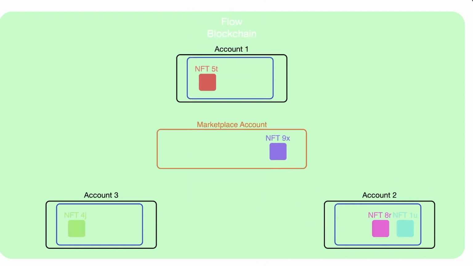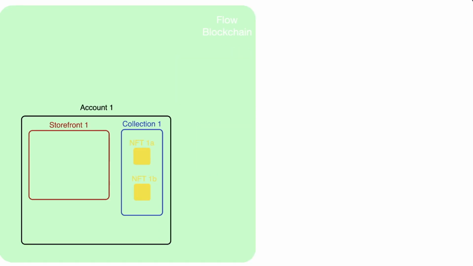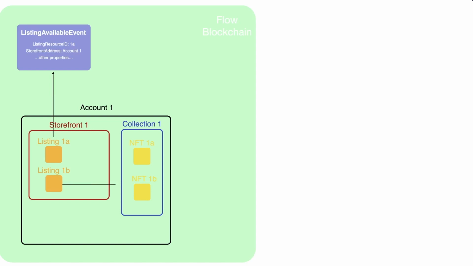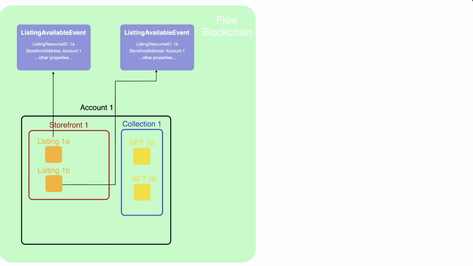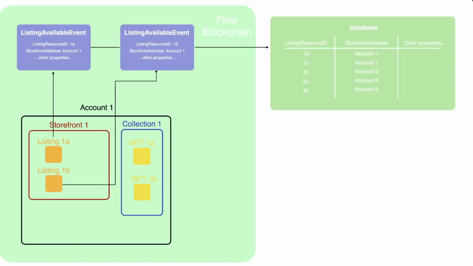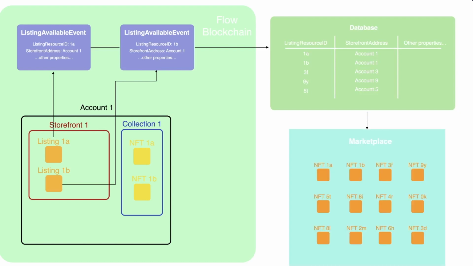When we build marketplaces on Flow, we don't move the assets into a central marketplace account, as that would mean that effectively we don't own them anymore. Instead, we create a listing resource, and this process creates events that we listen out for, and we can use these events to create records in a backend database. We can use this database to populate our market, and this means that the assets can remain in the accounts of the owners while still being listed on the market.